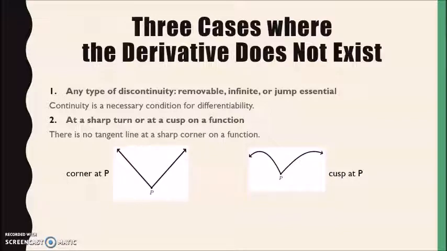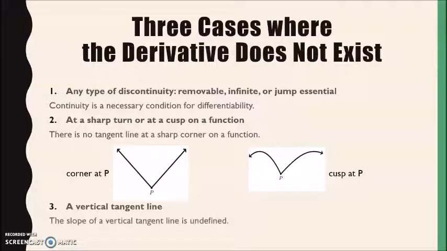And lastly, the derivative does not exist when the tangent line is vertical. The reason behind that is the slope of a vertical tangent line is undefined, which, as mentioned earlier, if the slope is undefined, then the derivative will not exist.